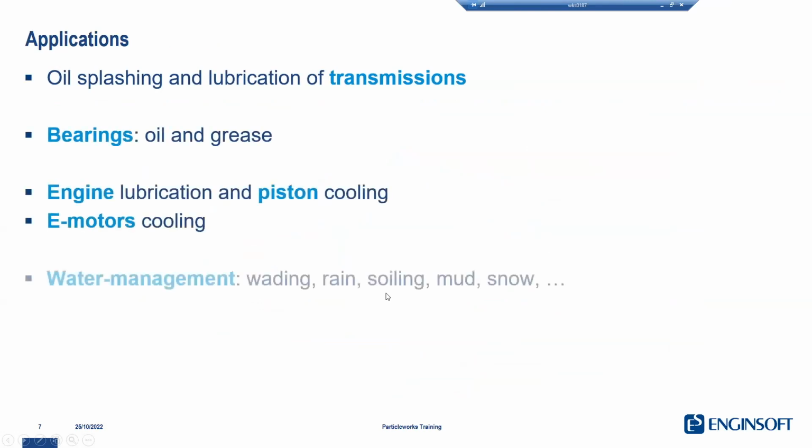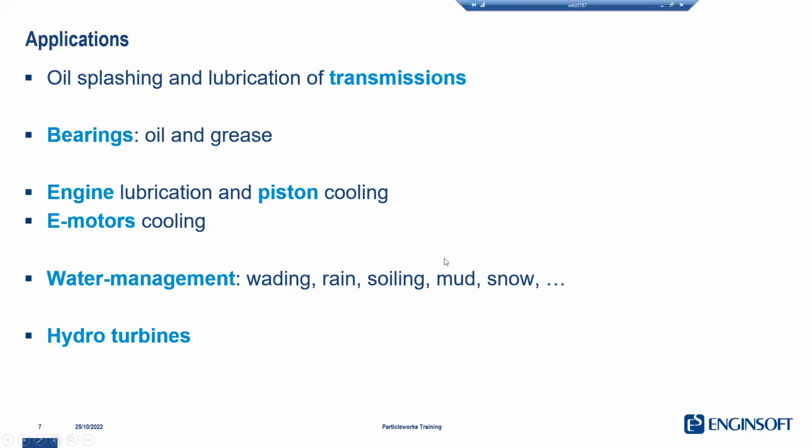And here is a little more detail of the applications. We have transmission. Historically, gearbox simulation was one of the main fields of application because the software is meshless. In transmission, we have a lot of splashing phenomena and a lot of rotating elements. You have gears meshing into each other, and the methodology is perfect to analyze this kind of system. We have bearing lubrication with grease. Again, a lot of rotating elements and complex geometries, and that's where the software has the most advantages. Then you have motor cooling, engine cooling, piston cooling, but also hydro turbines, water management for rain, soiling, mud simulation.